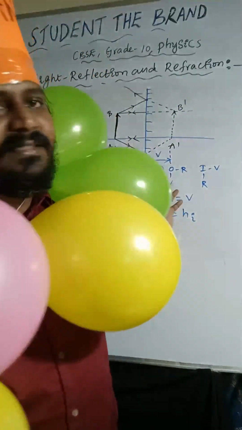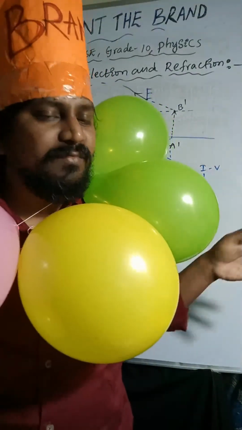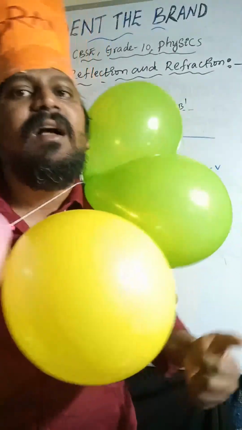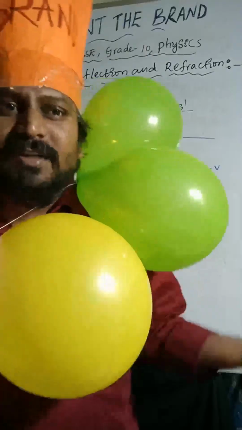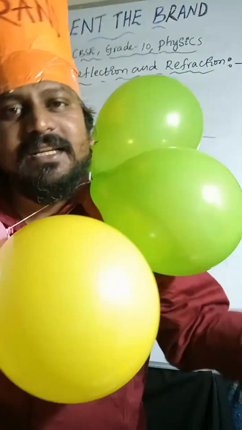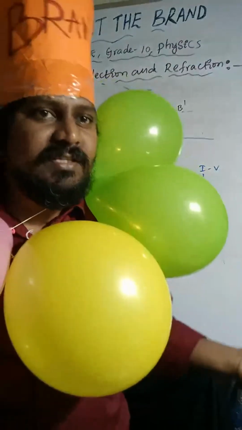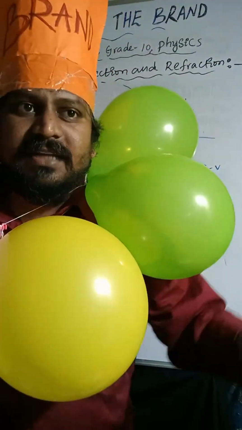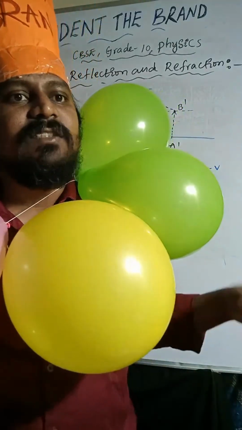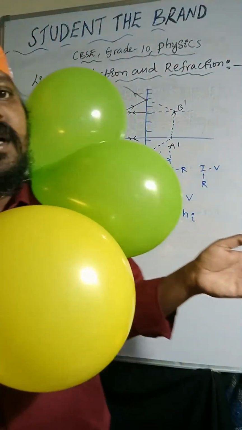I hope it is very clear. These are the characteristics of the image formed by the plane mirror. The first point is: object is real, image is virtual. Object is virtual, image is real. The object distance is equal to the image distance, and the size of the object is equal to the size of the image. And it also shows lateral inversion.